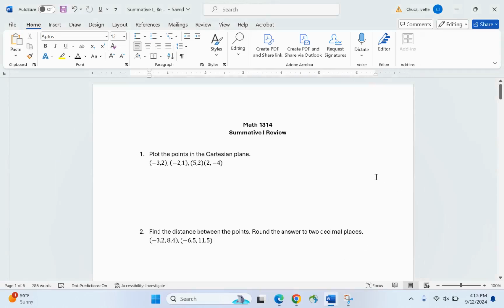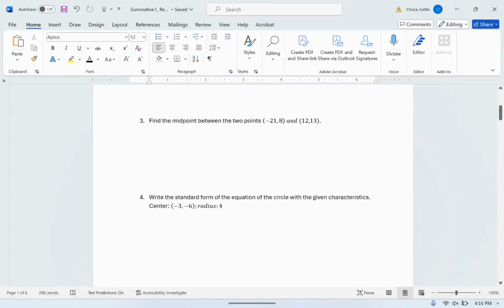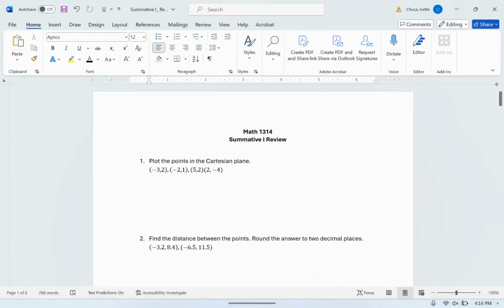Summative I review. Question number 1 says to plot the points in the Cartesian plane. So we want to draw a Cartesian plane. You might need to plot these or select it from multiple choice. So -3 is 1, 2, 3, and then we're going to go up 2.